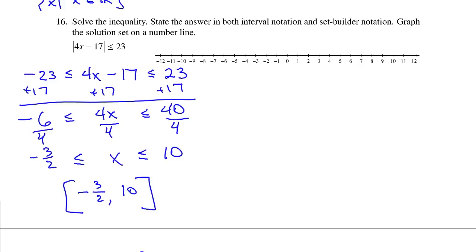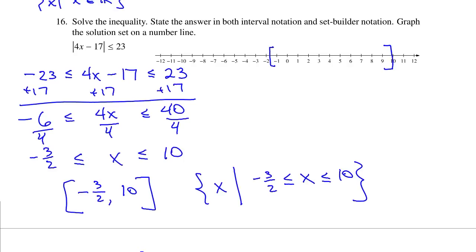In set builder notation, this would be the set of x's such that -3/2 is less than or equal to x is less than or equal to 10. And for the number line, we need to start at -3/2. That's -1.5. And it goes up to 10. And it's closed at 10. And I'll do the line again, like so.